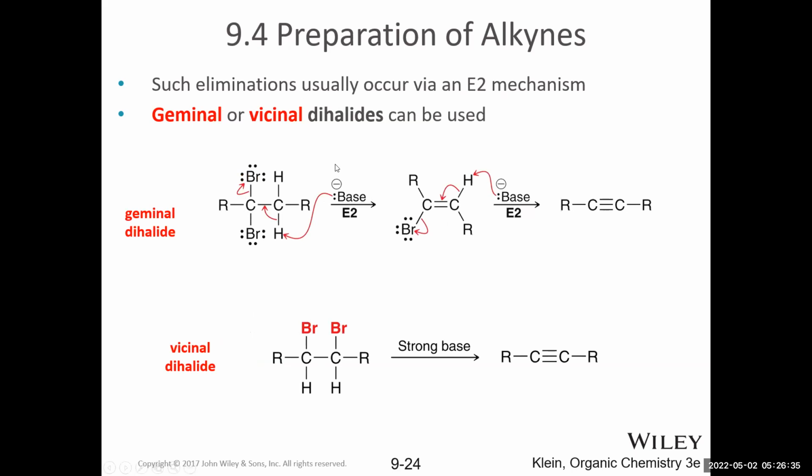So for example, if you use a strong base, it can do the first elimination to form an alkene, and then because you still have a leaving group and you still have a hydrogen beta to that leaving group, you can actually add a second equivalent of base and go all the way to an alkyne. So this is an example of what's called a geminal dihalide. That's when the halides are attached to the same carbon. And then we also could use a vicinal dihalide where the halides are attached to adjacent carbons. I always think of this one as being in the vicinity, right, but not exactly attached to the same carbon.